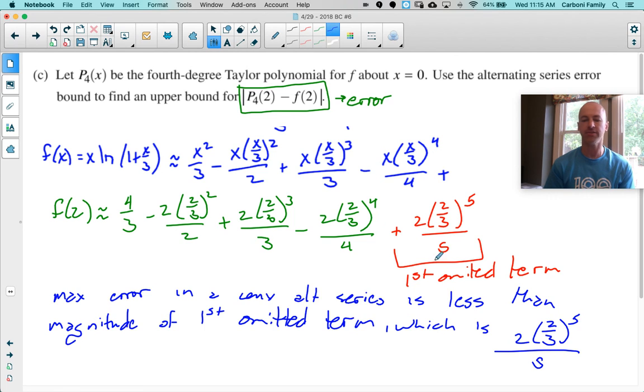They did not ask us for any interpretation of this. They didn't say, show that this is less than 1 over 1,000 or something like that. They just asked for an upper bound for that error. And while I cannot really wrap my head around that value, that does answer the question. So I feel happy with my answer to part C, and I'm done.